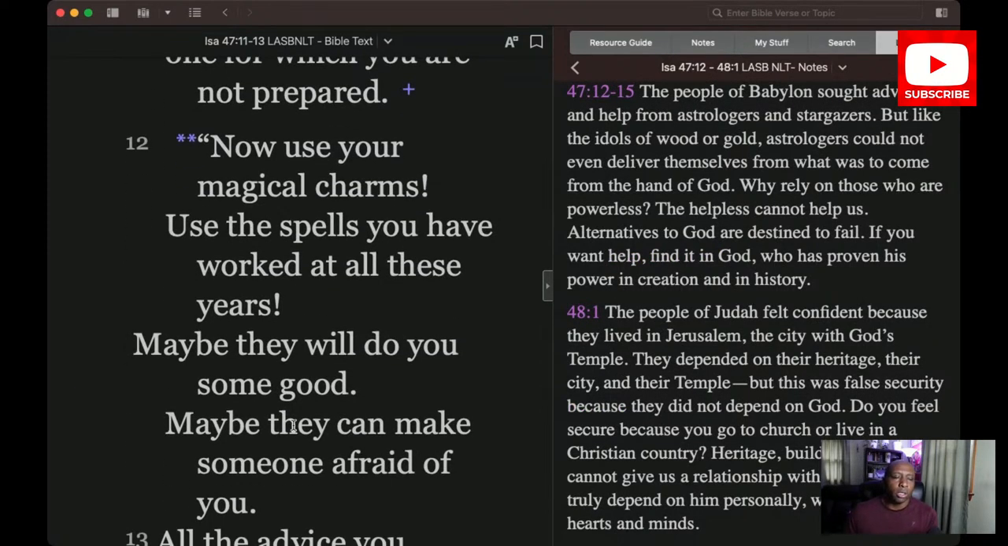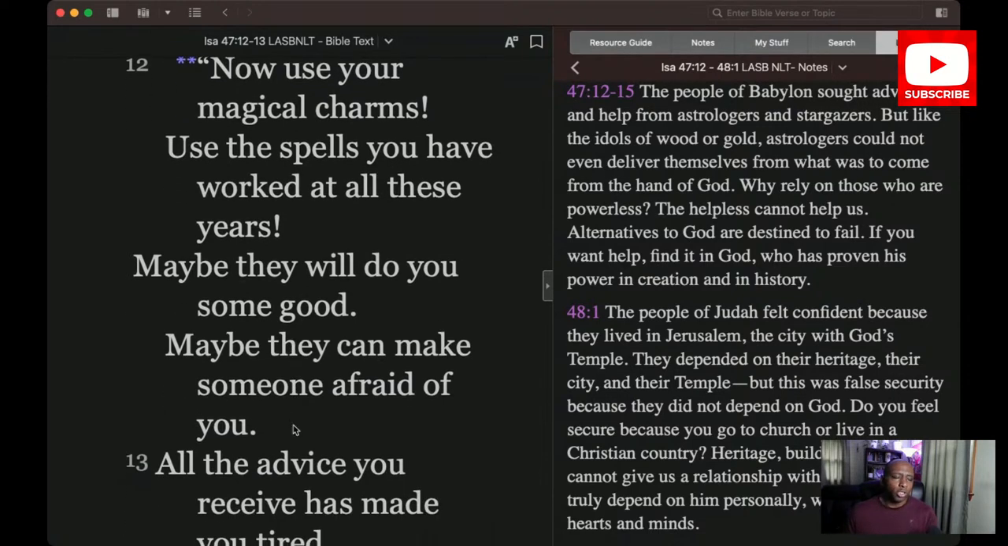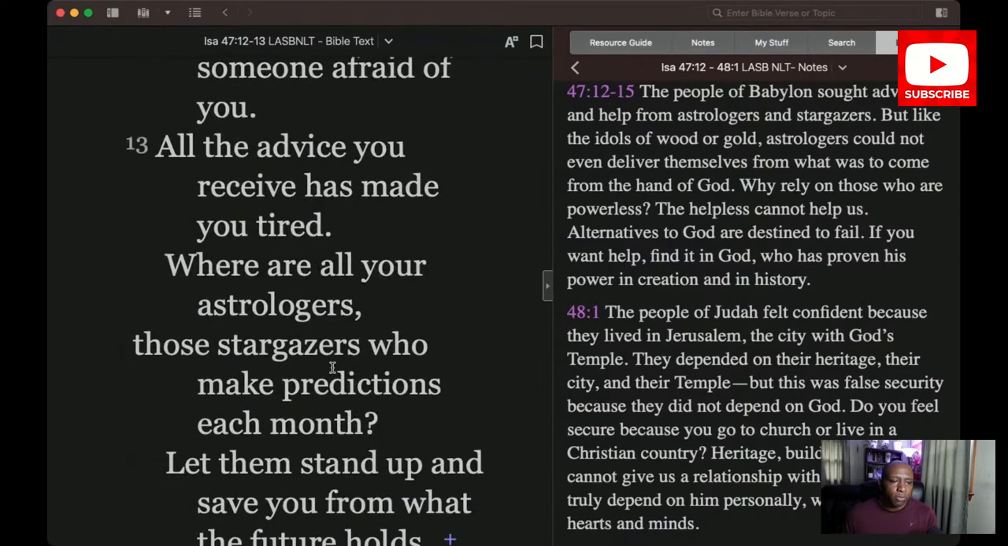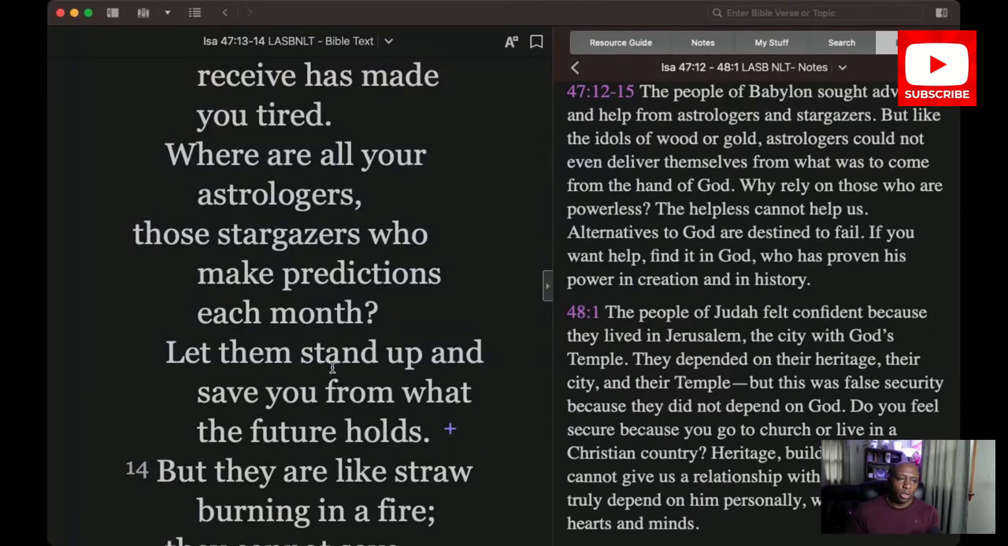Now use your magical charm. Use the spells you have worked at all these years. Maybe they will do you some good. Maybe they can make someone afraid of you. All the advice you receive has made you tired. Where are you, all your astrologers, those stargazers who make predictions each month?